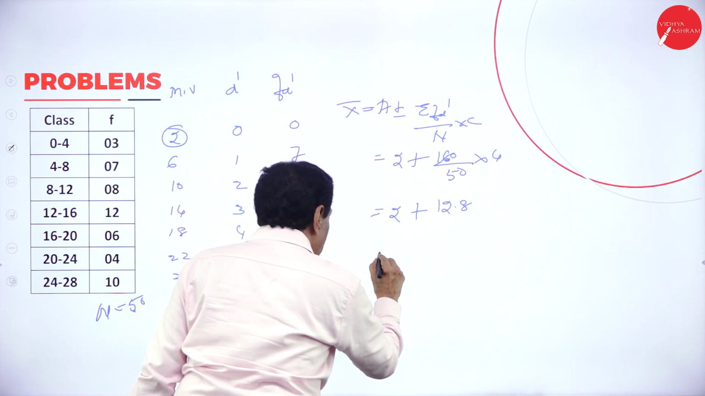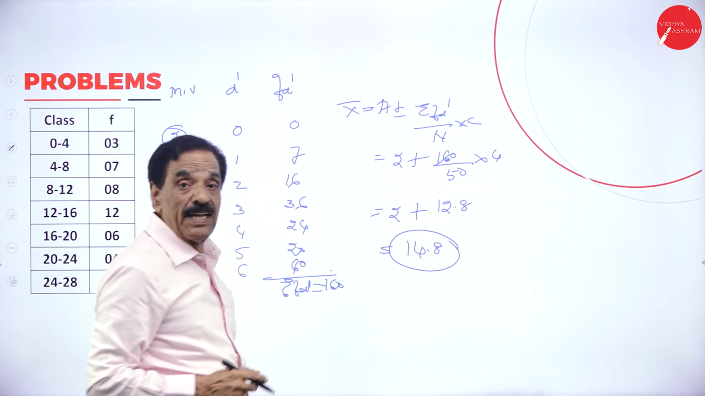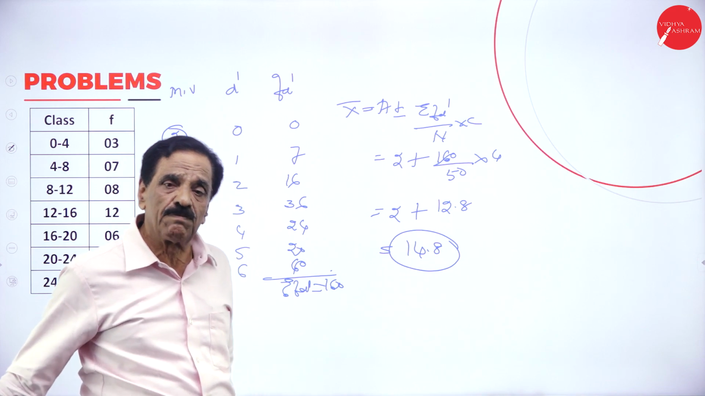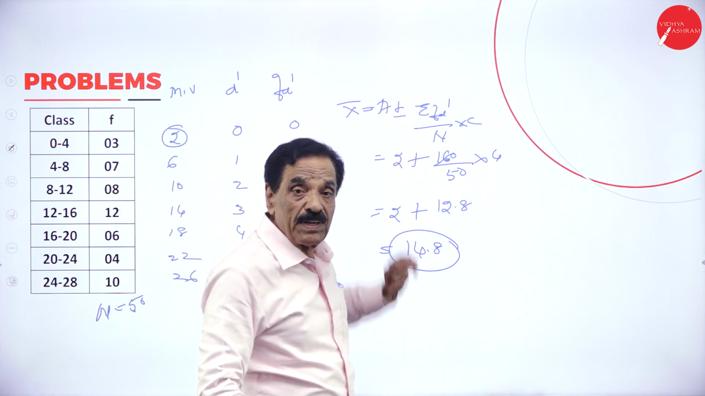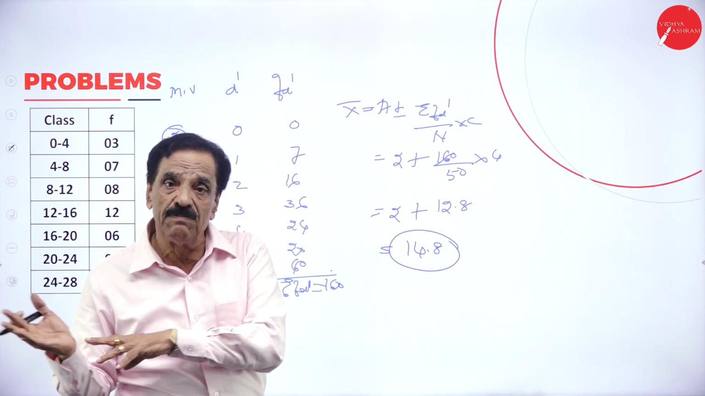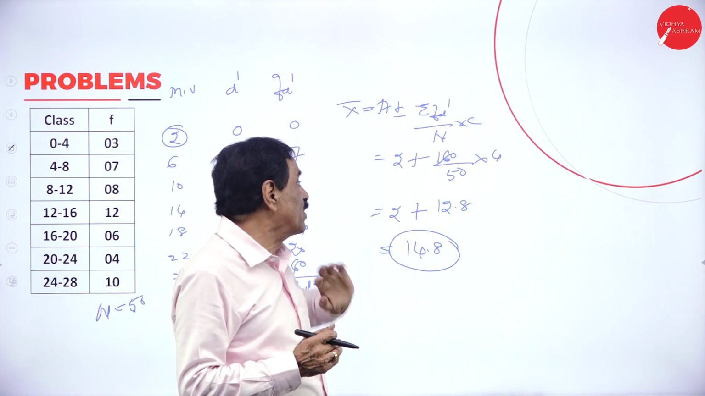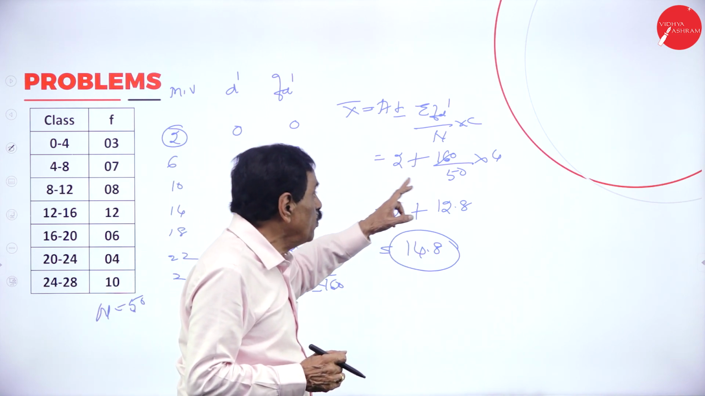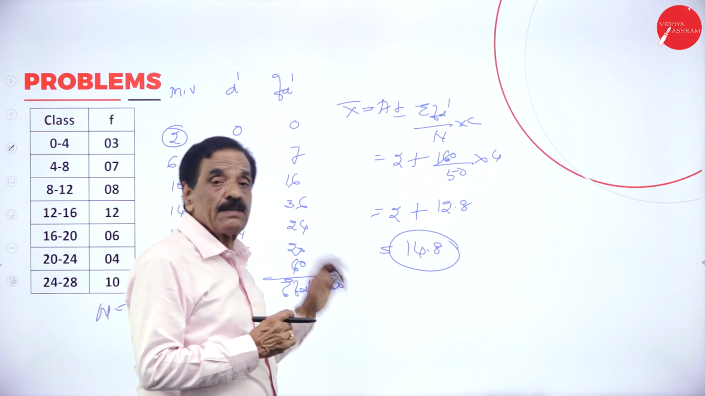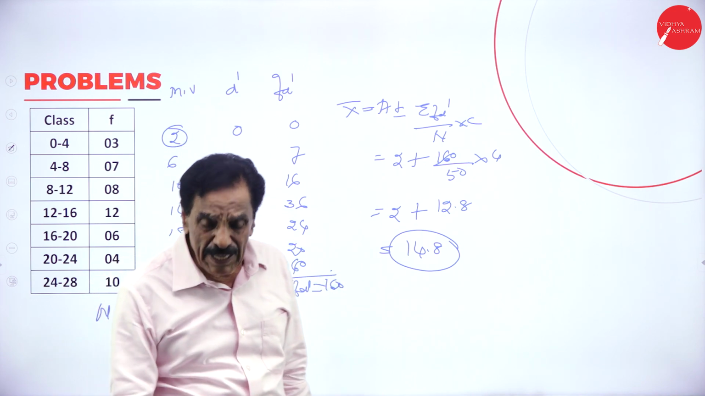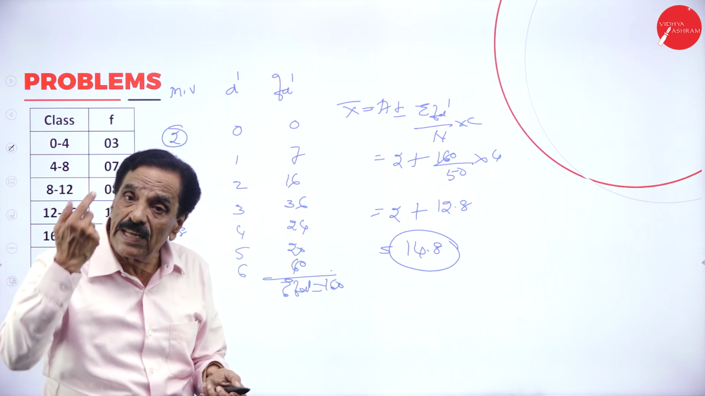If you add the figure, it is 14.8. What is 14.8? It is your average. I think you have followed that. A is assumed, sigma fd' is frequency into deviation, n is equal to total number of frequency, C is equal to class interval. Then 2 plus, if we simplify this, it is 12.8. It is nothing but 14.8. I think students have followed. We'll go to the next one.